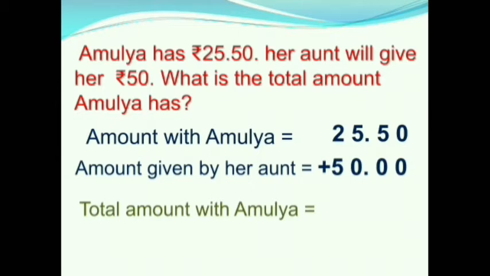First we should add paise. 0 plus 0, 0. Next we should add 5 and 0. 5 plus 0, 5. Next we should add rupees. 5 plus 0, 5. Next we should add 2 and 5. 2 plus 5, 7. Therefore 75 rupees 50 paise with Amulya.